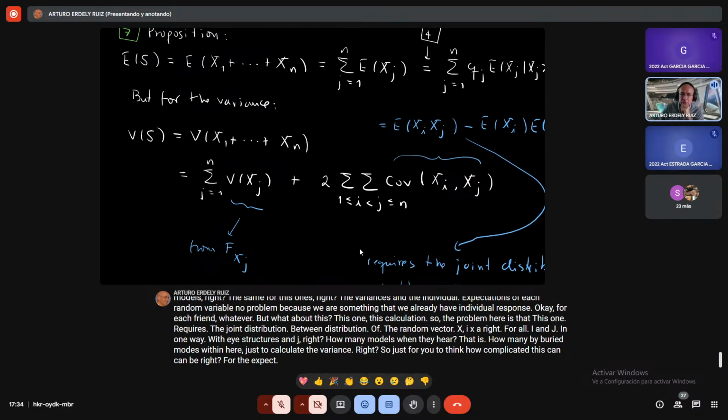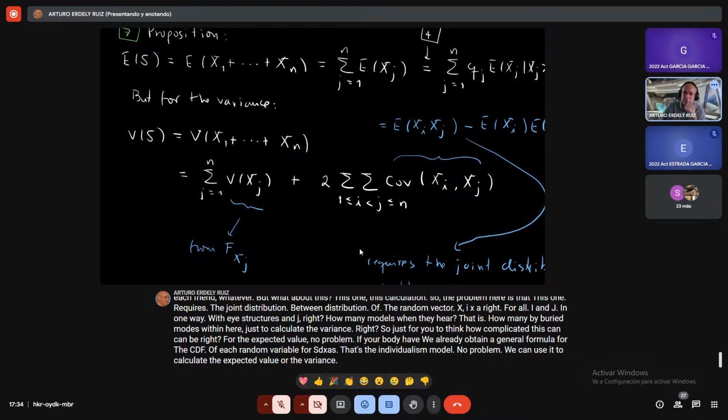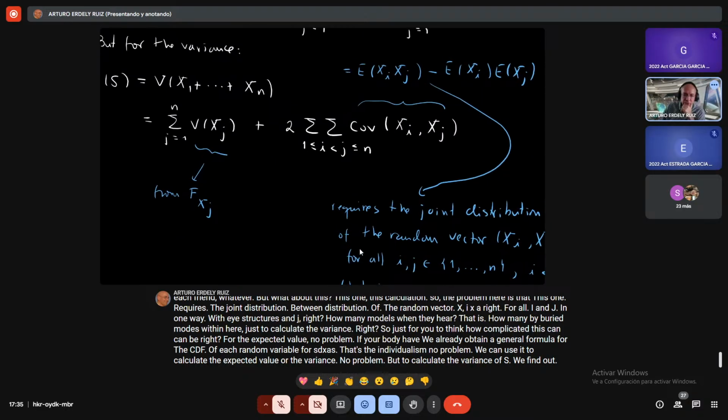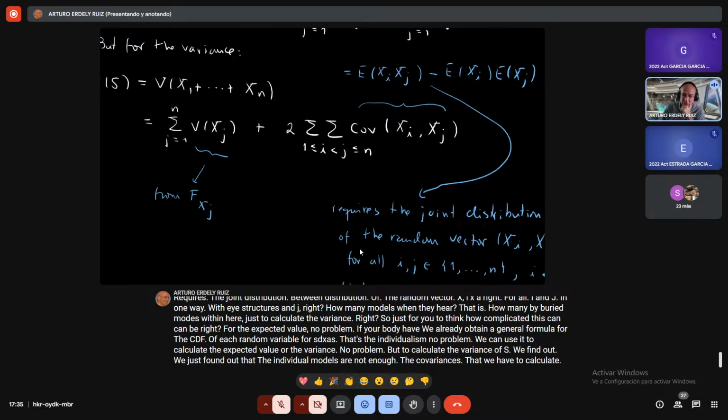For the expected value, no problem. We already obtained a general formula for the CDF of each random variable, for the Xj's, that's the individual risk model, no problem. We can use it to calculate the expected value or the variance, no problem. But to calculate the variance of S, we just found out that the individual models are not enough. We have to calculate a lot of covariances.